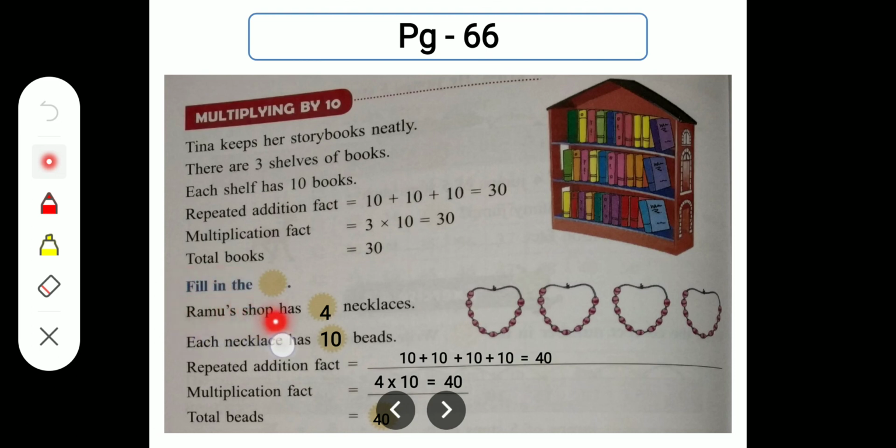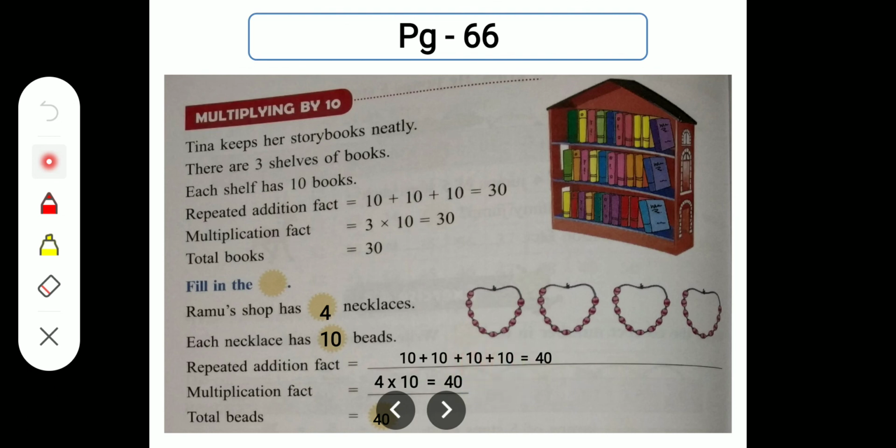Now there's another sum. Ramu's shop has 1, 2, 3, 4 necklaces. Each necklace has 10 beads. 1, 2, 3, 4, 5, 6, 7, 8, 9, 10. So each necklace has, that means one necklace has 10 beads. So repeated addition fact is 10 plus 10 plus 10 plus 10.